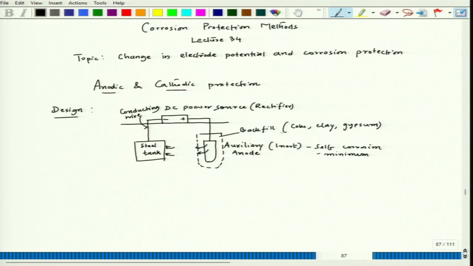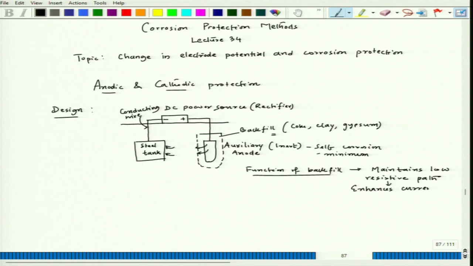Now, the function of backfill: it actually maintains a low resistive path for the charge flow or the current flow. Now, that low resistive path actually enhances current output. Okay. So, this is one of the major advantages, and the second advantage is it actually maintains uniform current distribution.